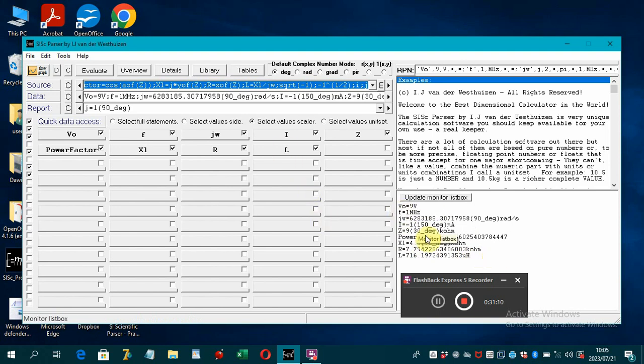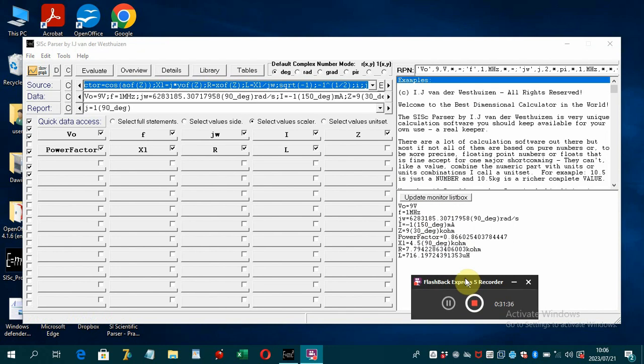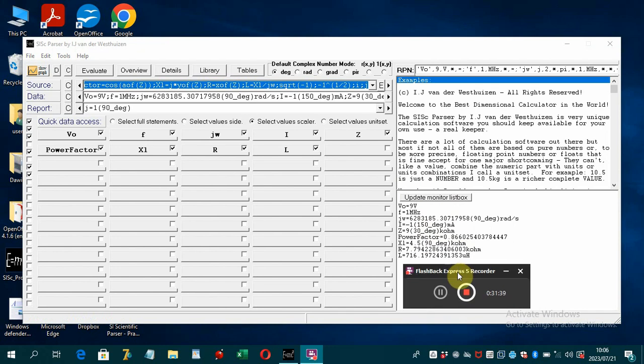Especially in rectangular mode, if you've got your x component and your y component, it can become very long values, and it might not fit into your report. But because this has a small case, you will generally be able to see it in your monitor list box. So this is a monitor list box. This is just a thing that I used to record this video with. Okay, so don't worry about that. I'm going to stop the video now by hitting that button.